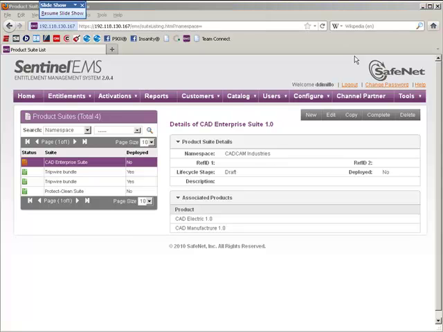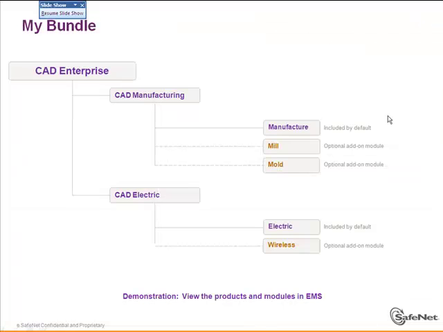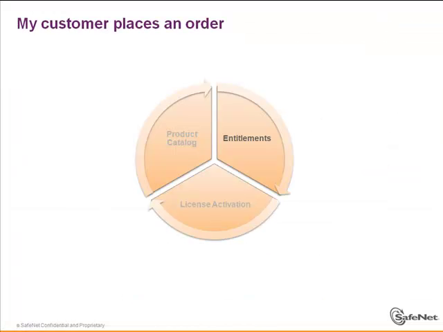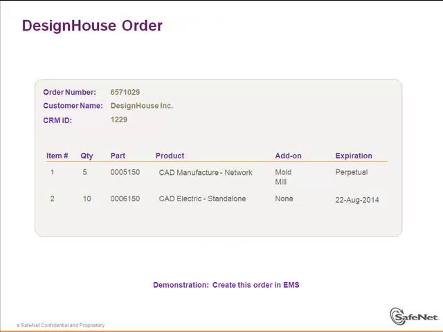So then I would go back to PowerPoint charts and then say, all right, my customer places an order. And I would show something like this. So I've got a customer called Design House. They place order number blah blah blah. In my CRM, they have a customer number 1229, and they place one order. They've got two line items on the order.